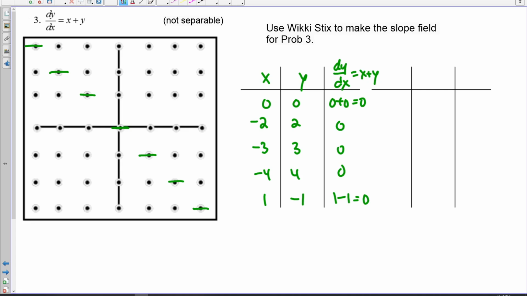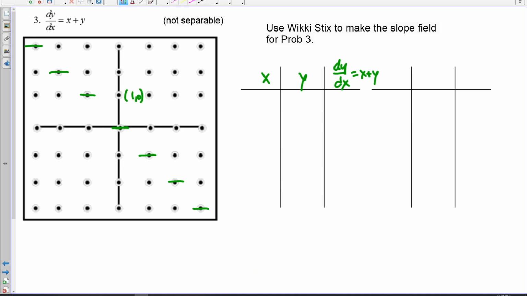I need to go find some other points, so let's go find, this is a little bit harder than the last one we did. Let's go find this point right here, the slope here at 1, is that 1, 0? No, this is 1, 0. So at 1, 0, this slope would be 1.